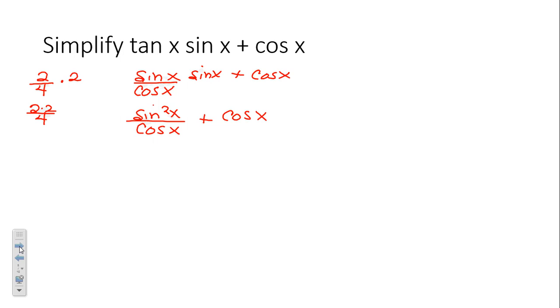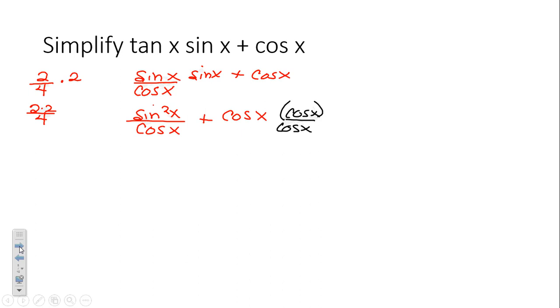Can we change this to 1? This one? Well, in order to combine fractions, what do you have to do? Get a common denominator. Okay, so common denominator, we all agree is going to be cosine of x, right? So if I want to get a common denominator, I'm going to have to multiply this by cosine of x over cosine of x. Multiplying by 1, I'm not changing the actual function or the actual expression.